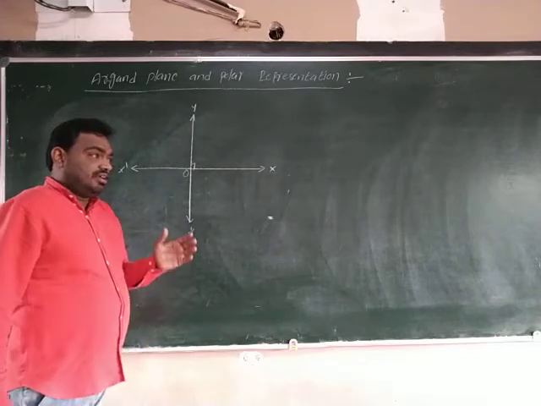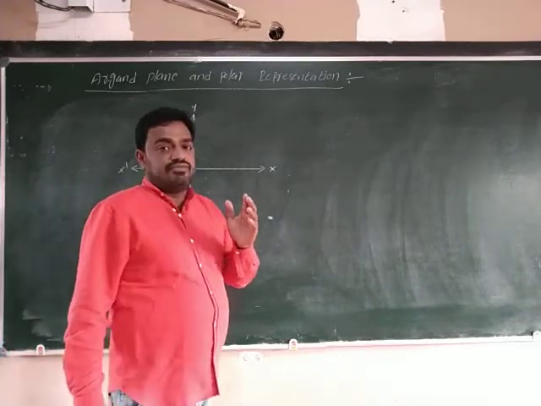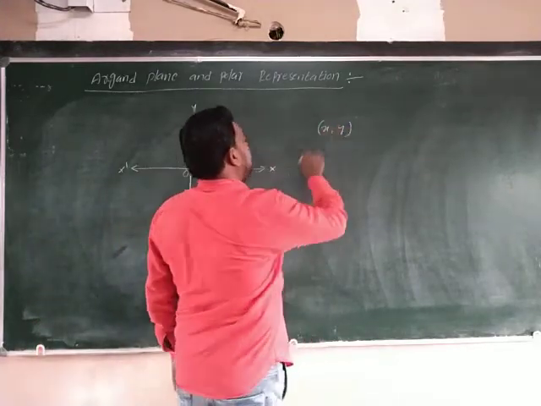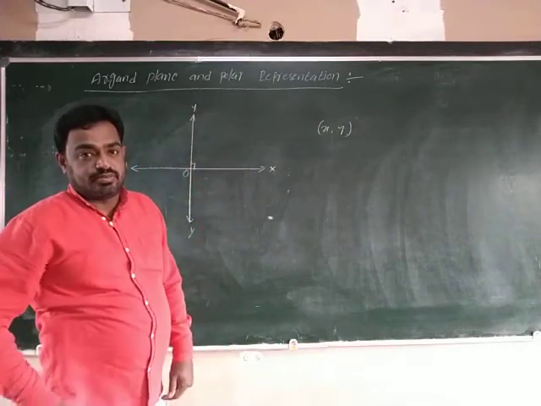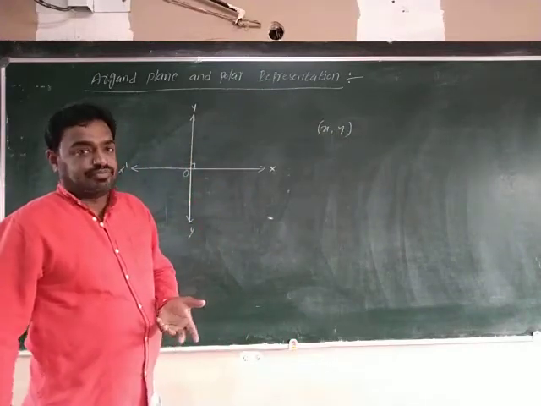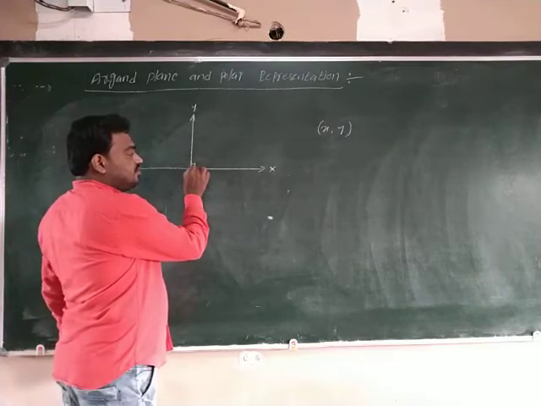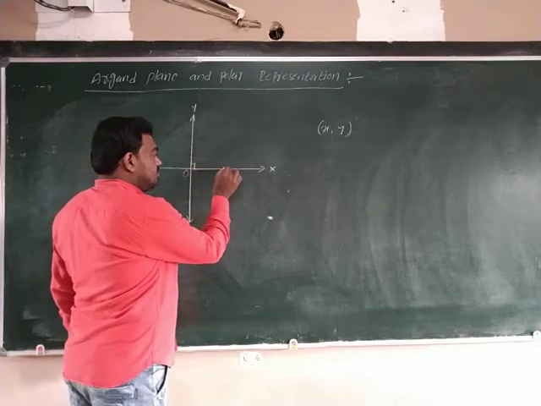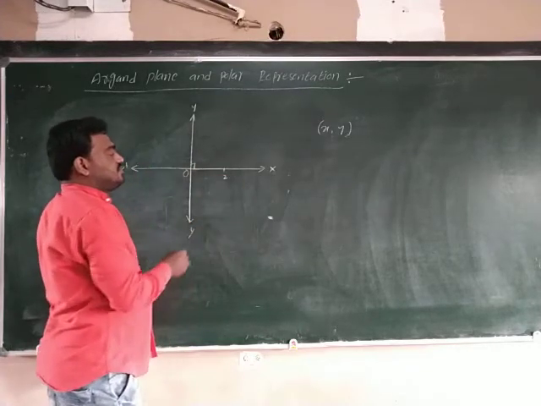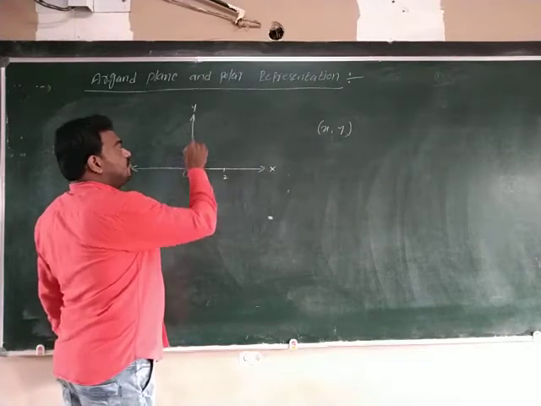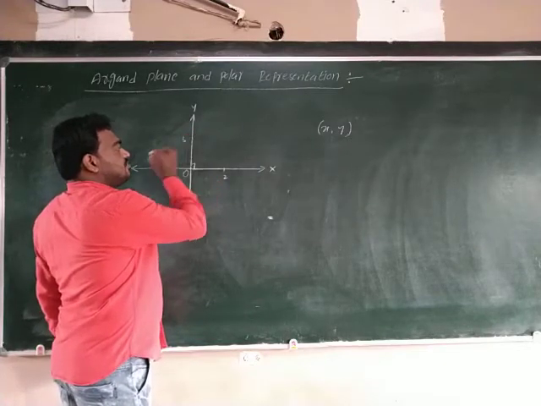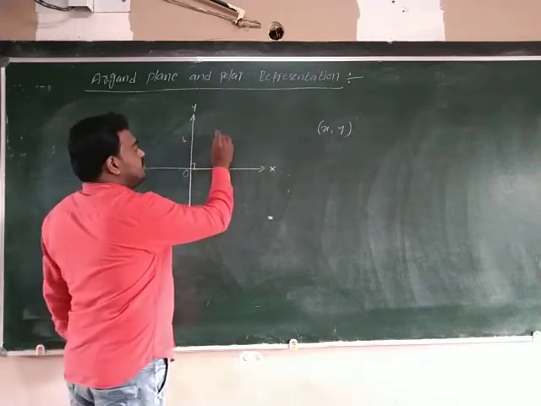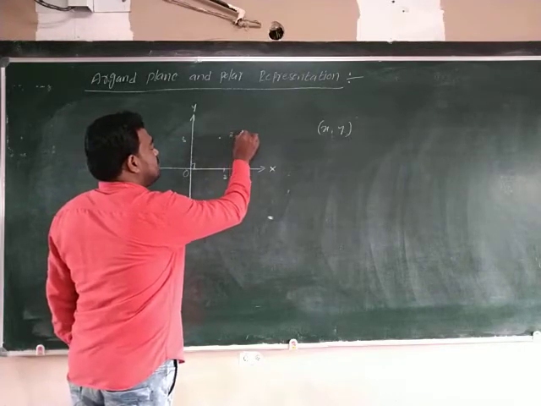And corresponding to every ordered pair, there is a point in the plane. For example, (2, 3). From the origin along the x-axis, 2 units distance. Take this point, 2 units distance from the origin, and then vertically upward, 3 units distance. The point of intersection of these two gives a position. That position is called the point (2, 3).